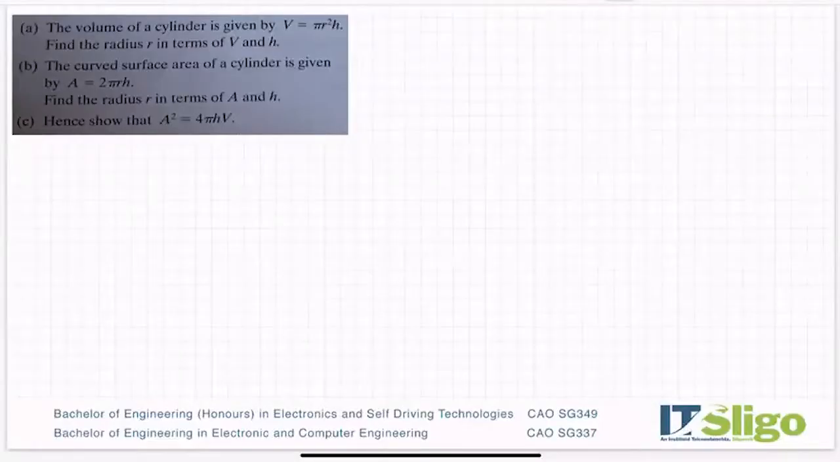More formula manipulation. The volume of a cylinder is given by V is equal to pi r squared h. Find the radius r in terms of V and h.